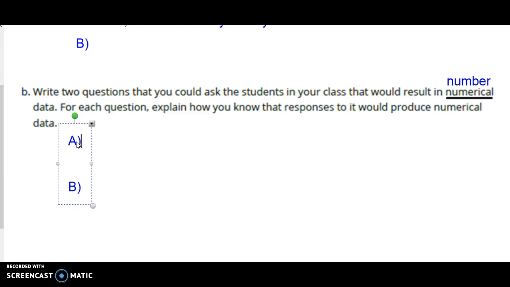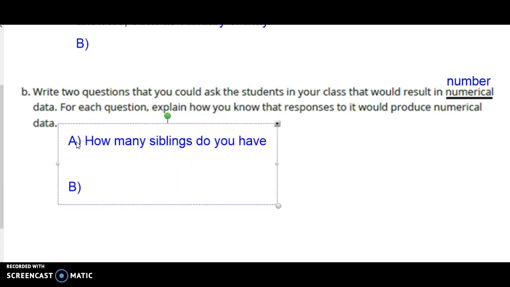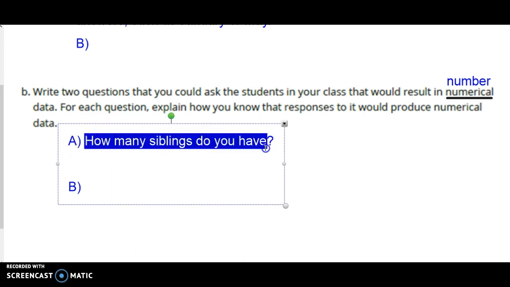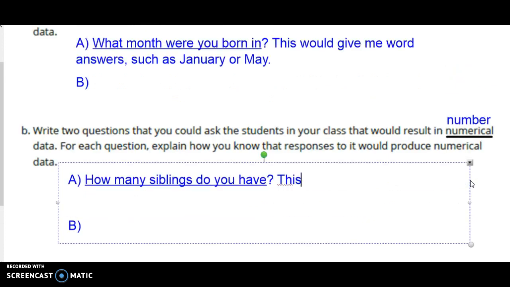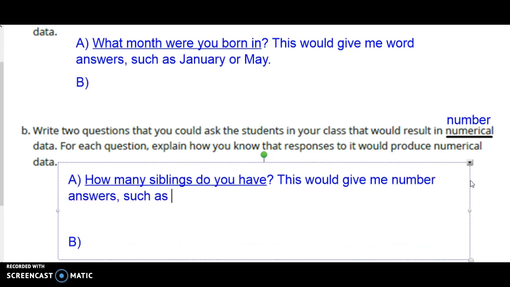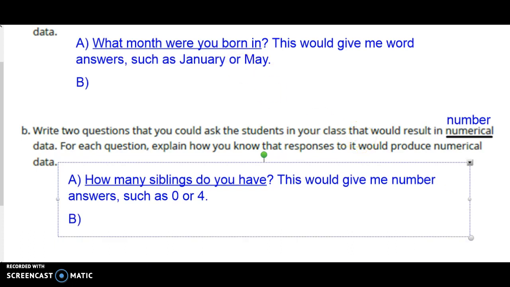So I'm thinking we could ask the question, how many siblings do you have? By starting with the phrase how many, I'm guaranteeing that this is a numerical question that's going to result in a number response. So I'm going to say here, this would give me number answers such as 0 or 4. Okay, pause the video, do B on your own.